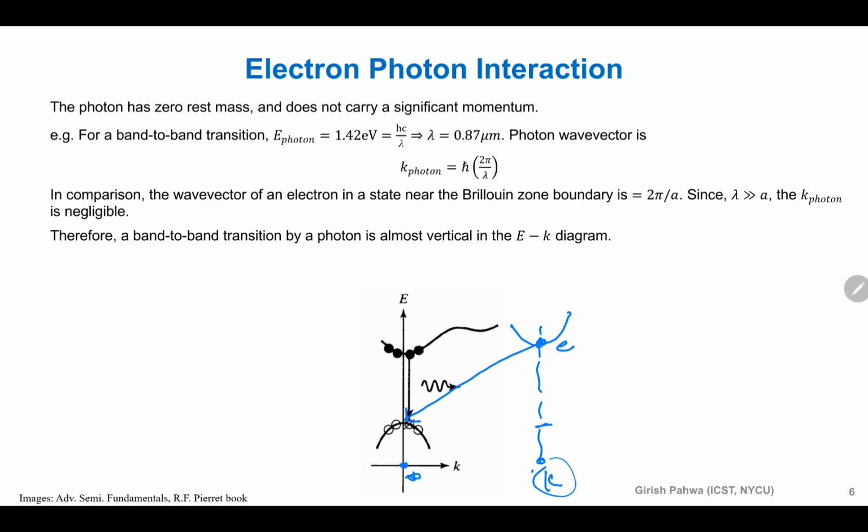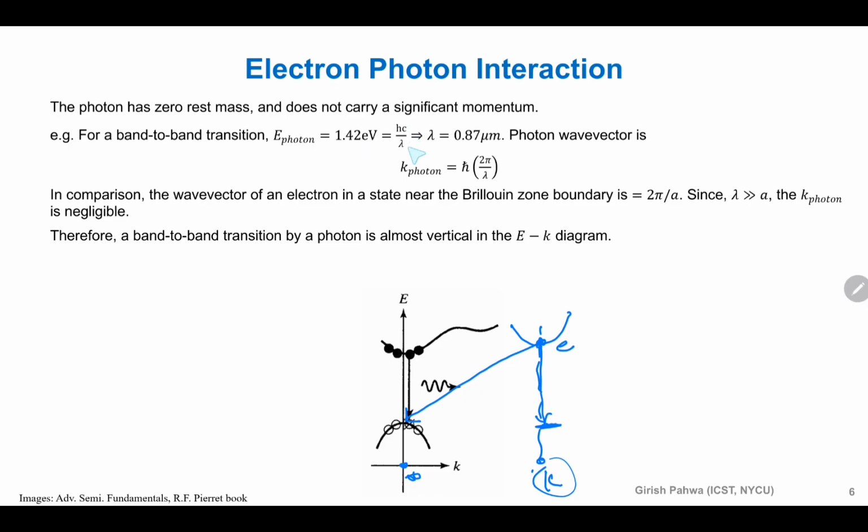So this electron can transition here, but there is no state here, because with the photon interaction it can just go vertically. It cannot go horizontally. So for silicon, will such a transition be probable? No. To cause that much change in momentum, you will require a very, very high energy photon.